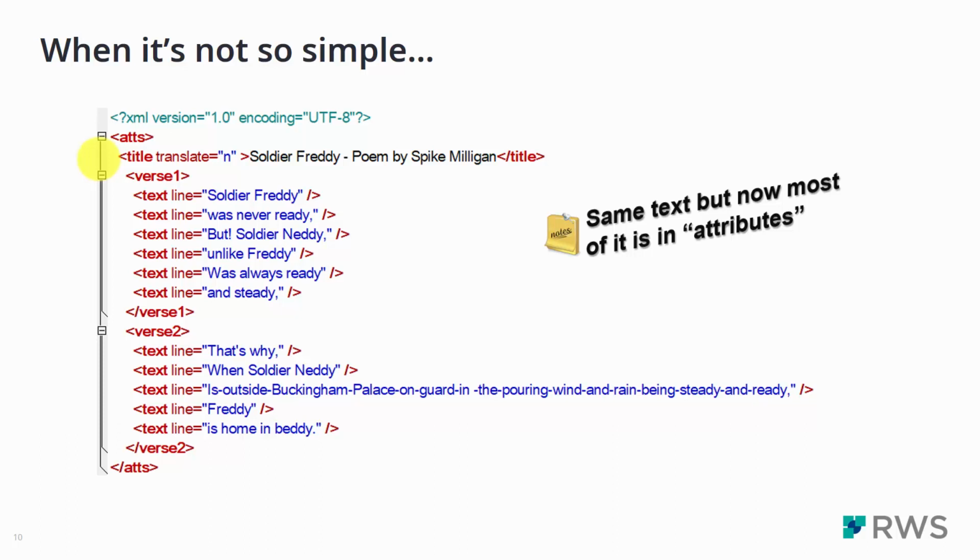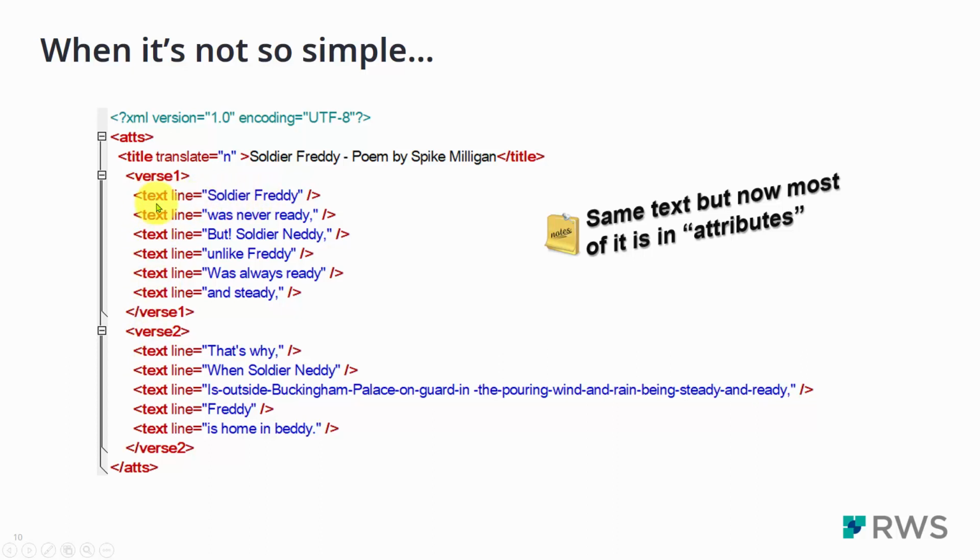When it's not so simple, all of that translated text, in this case the same text, most of it is in attributes. In fact, all of it's inside attributes, the line attribute, apart from the first line, which is where this text, Soldier Freddy, poem by Spike Milligan, is actually in the title element. There is an attribute property to it, saying translate equals n, which you could assume would mean do not translate this element. So you'd have to deal with that, and you'd have to find a way of extracting the text from the line attributes which are within the text elements.